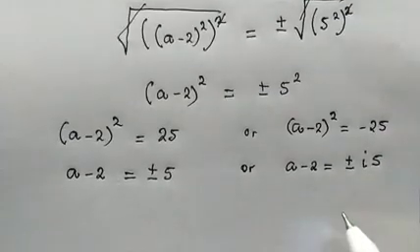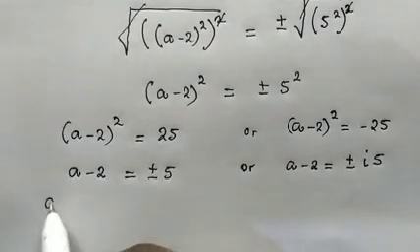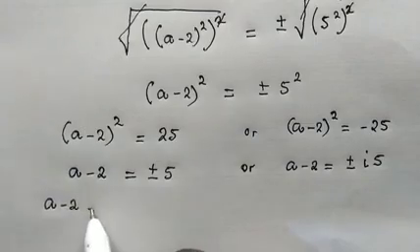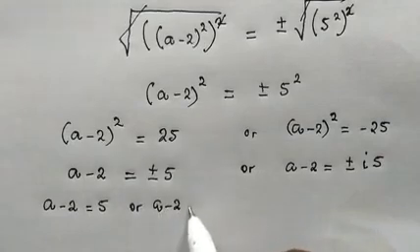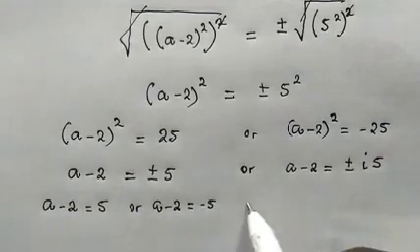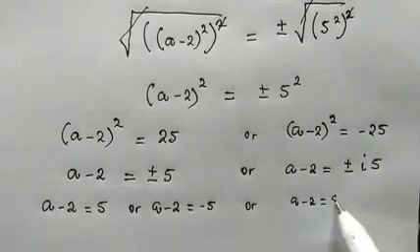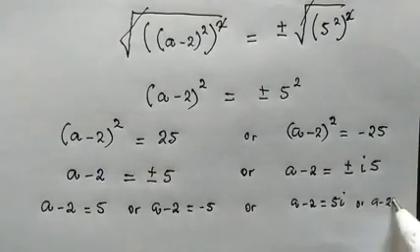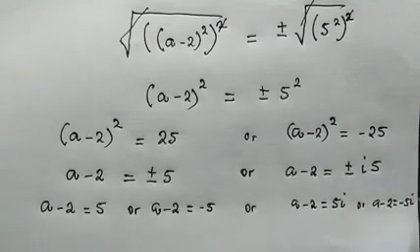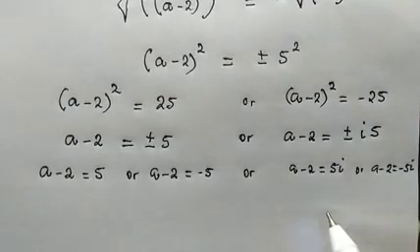Then we can see that we have 4 linear equations, okay? From here we have 2 equations: a minus 2 is equal to 5, or a minus 2 is equal to negative 5. And from here we have a minus 2 is equal to positive 5i, or a minus 2 is equal to negative 5i. So let's solve these equations independently, right?